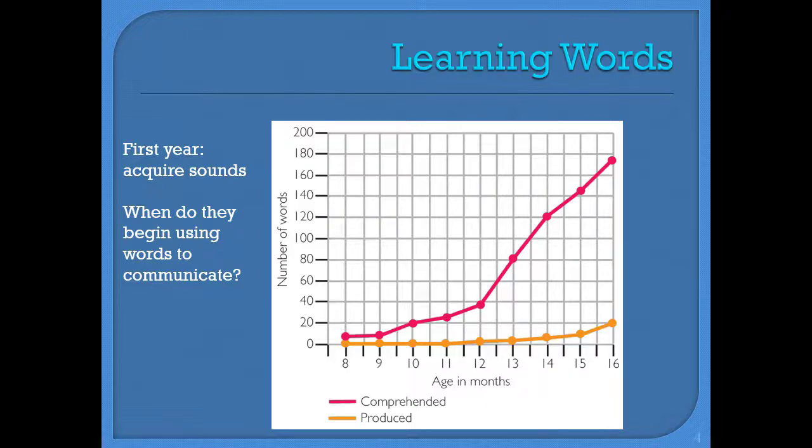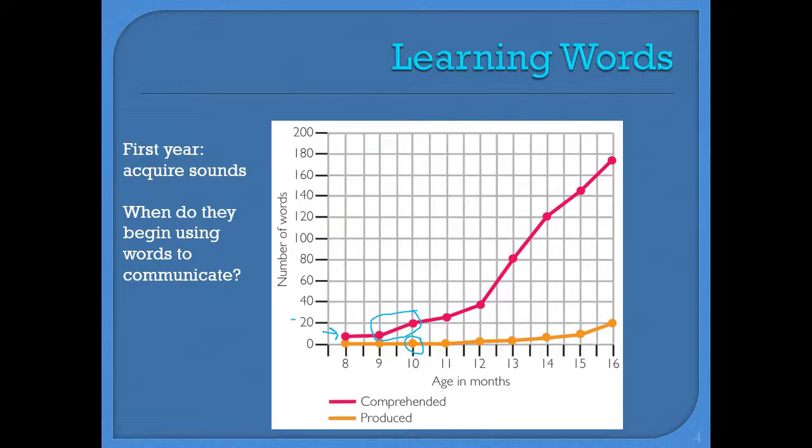So here we have a figure that graphs the age in months against the number of words. Let's first look at this red line here, number of words comprehended. As you can see, 9 to 10 months of age is around when children usually begin to comprehend words. Around 10 months of age, children comprehend about 20 words, but they still cannot produce even one single word at 10 months of age.